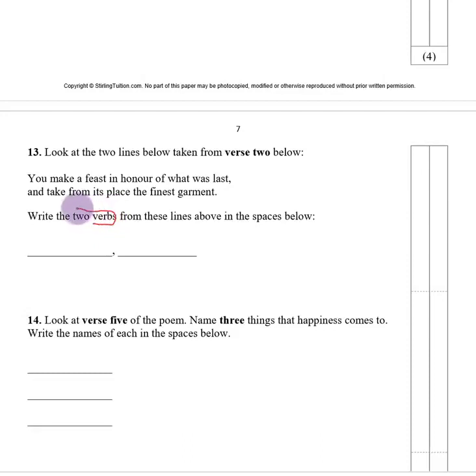So we need to write 2 verbs that are in these 2 lines. So a verb is a doing word. So you make would be one. So make is a verb. And finally, take. Take is something you do. So verb, your doing word, or action. And that was what it would be.